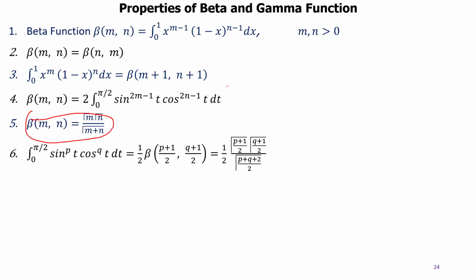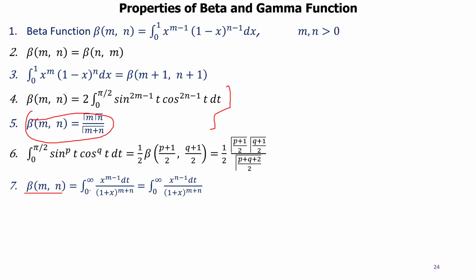And if we combine these two formulas, we are able to get integration 0 to pi by 2 sine to the power p t cos to the power q t dt, which is equal to 1 upon 2 beta of (p plus 1) by 2, (q plus 1) by 2, which is equal to 1 upon 2 gamma (p plus 1) by 2 into gamma (q plus 1) by 2, whole divided by gamma of (p plus q plus 2) upon 2.